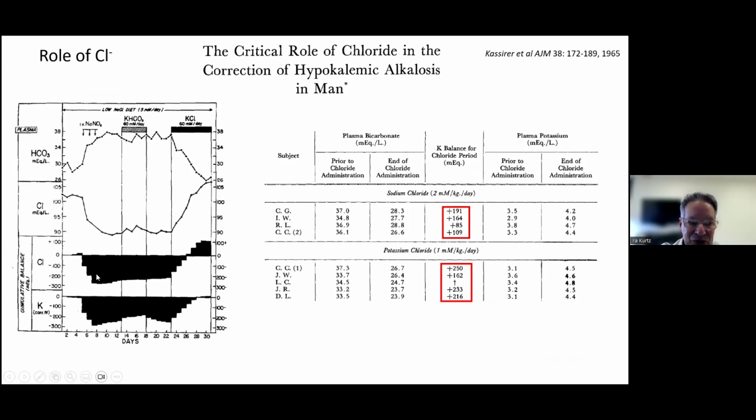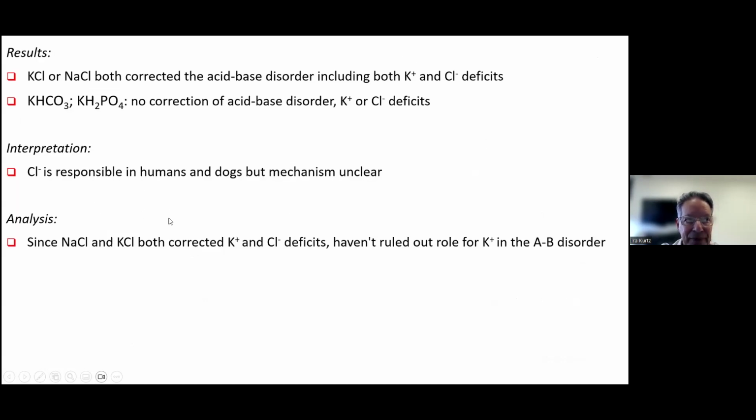What they didn't explain was why the kidney went into negative potassium chloride balance during this phase. So the results show that KCl or sodium chloride could correct the acid-base disorder, including both the potassium chloride deficits that occurred in their protocol. There was no correction of the acid-base disorder when they gave K bicarb. They also gave K phosphate. So it seemed like it had to be chloride. They interpreted this to suggest that chloride is the responsible ion here, not the K, not the sodium, but the mechanism was unclear.